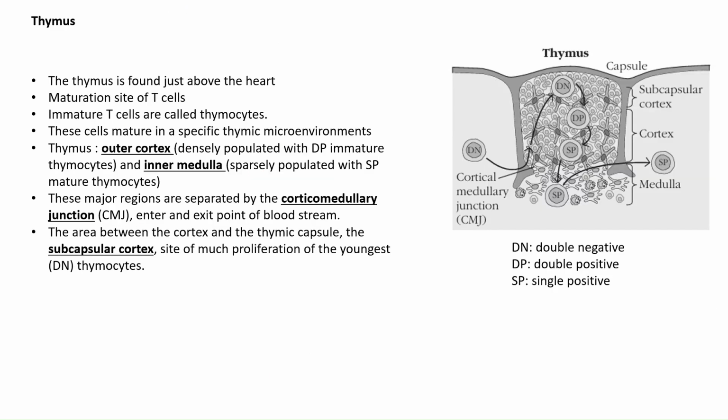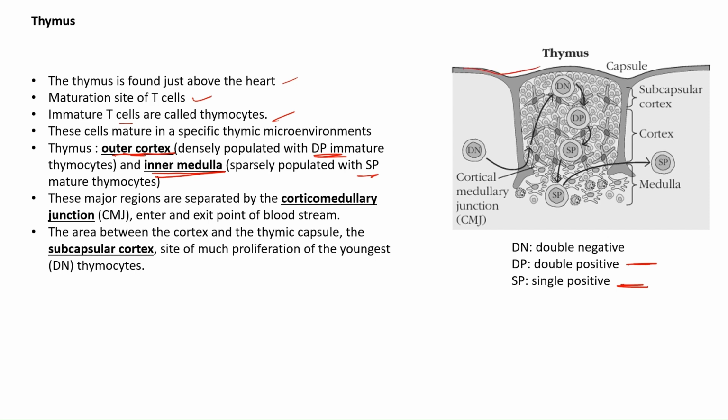Now coming to the thymus, it is present just above the heart and is the site of maturation of T cells. The immature T cells are called thymocytes. The thymus is divided into the outer cortex and the inner medulla. The outer cortex consists of DP cells and the inner medulla consists of SP cells. DP means double positive, SP means single positive. We'll understand what these are.